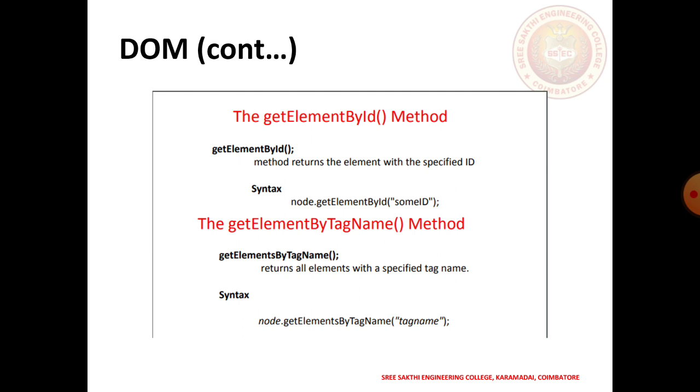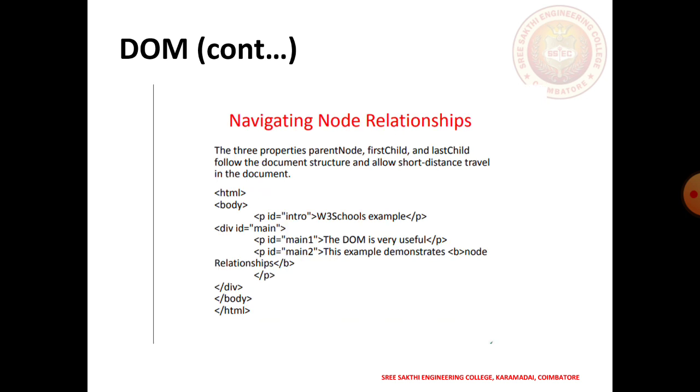The syntax to access a node using getElementById is node.getElementById, and you have to mention the ID in double quotes. For the tag name, you have to mention the tag name. The final one is navigating node relationships. It is based on three properties: parentNode, firstChild and lastChild. In this HTML document, the p with id equal to intro will be the first child, and the div with id equal to main will be the last child, where body will be the parent node.